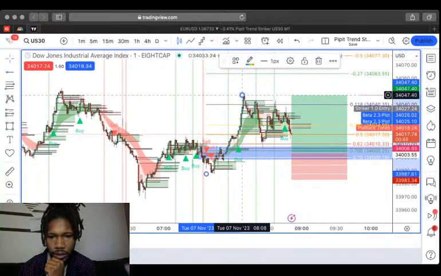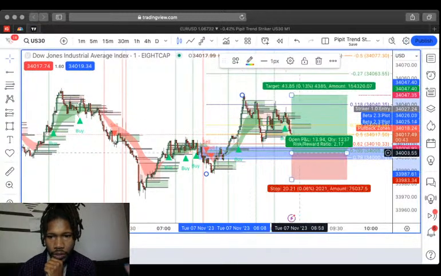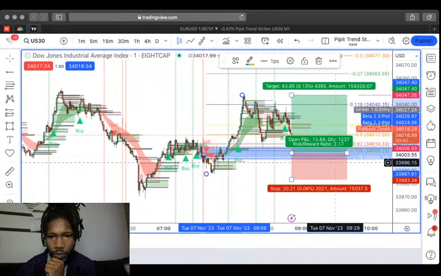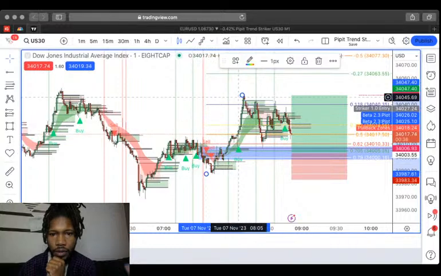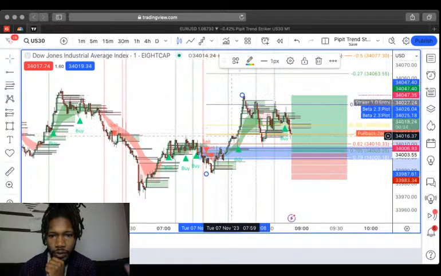I'm just going to watch that. Let's see, what time is it? Okay, we still have some time until market open. So I'm going to keep an eye on that setup for US 30.